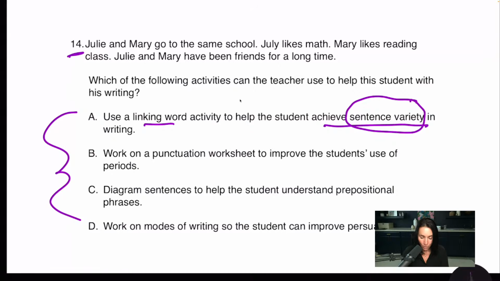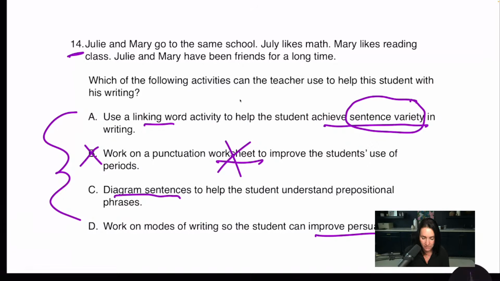Let's look at B. Work on punctuation worksheet. Nope. Bye. I don't even have to read any further. C: diagram sentences to help the student understand prepositional phrases. Okay, diagramming sentences is a good writing activity, especially if we're talking about grammar instruction. So I'll keep C. And D: work on modes of writing so the student can improve persuasive writing. Okay, different modes of writing, meaning cause and effect, narrative, expository, persuasive, chronological. Those are your modes of writing. Those are really good when we're teaching writing skills, and writing is a big part of reading instruction. So D is okay. I really like A because of the sentence variety.